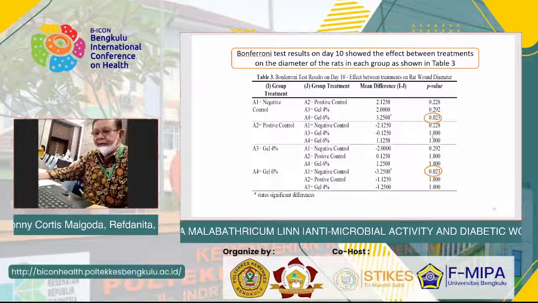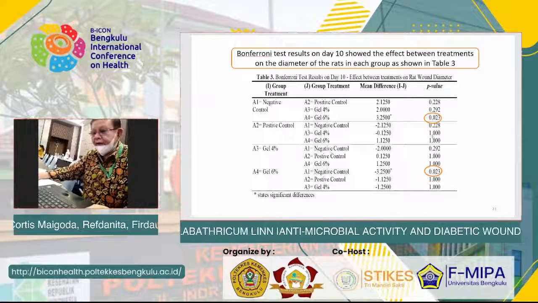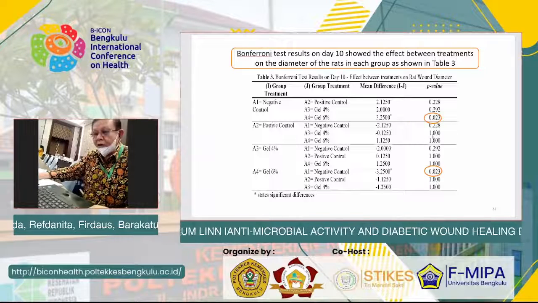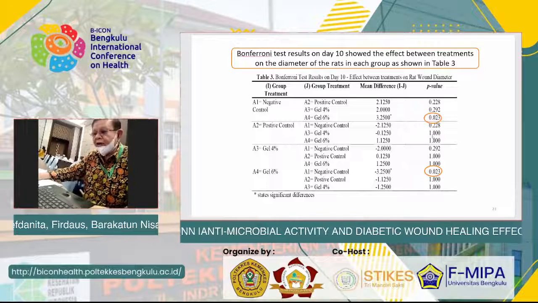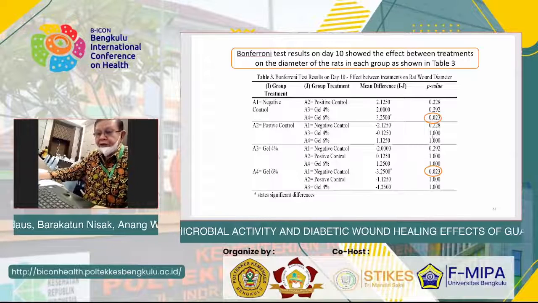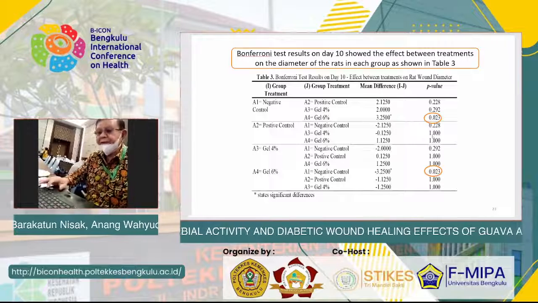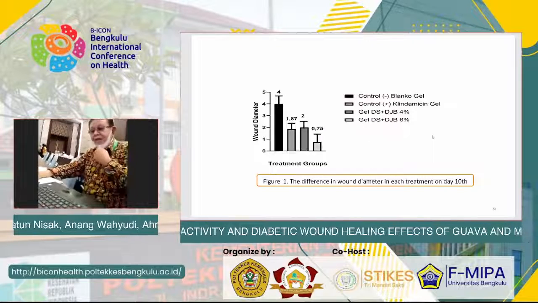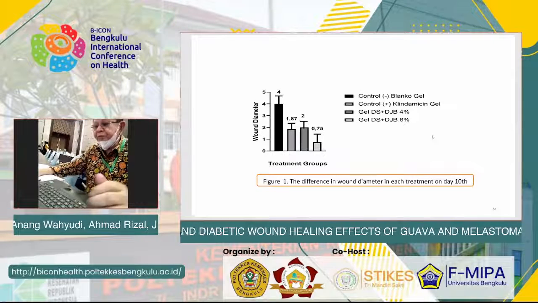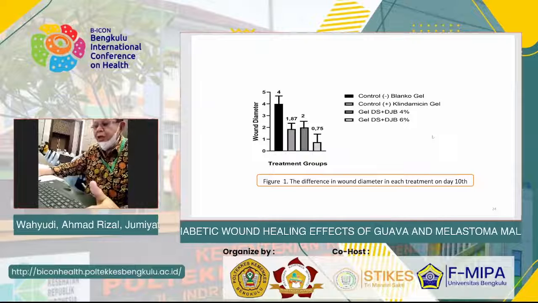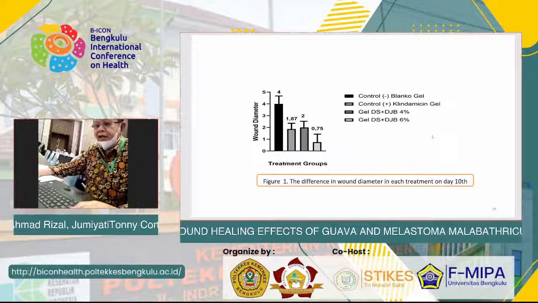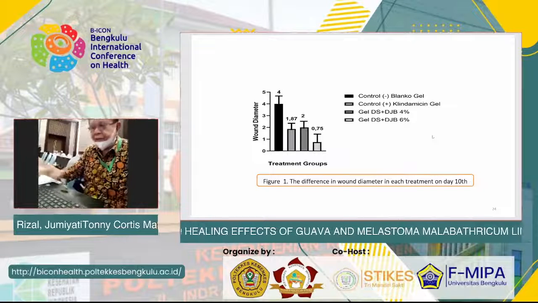And then the last one is after 10 days, so that the negative control and positive control are strongly significantly different if we give the gel at 6%. To summarize, the effect of giving gel with senduduk leaf and guava leaf at the concentration of 6% can strongly reduce the wound diameter.